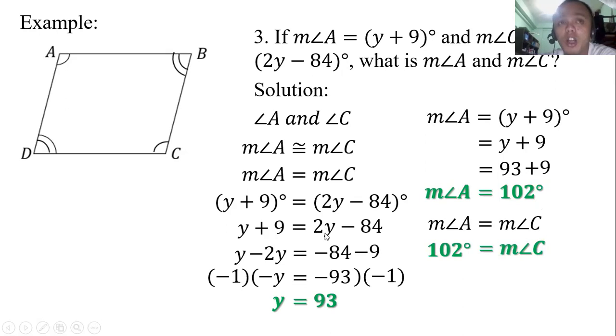Kung itong gagamitin natin, to substitute your y 93, 2 times 93, that would be equal to 186 minus 84 is equal to 102 degrees pa rin. Okay? Again, shortcut method to.